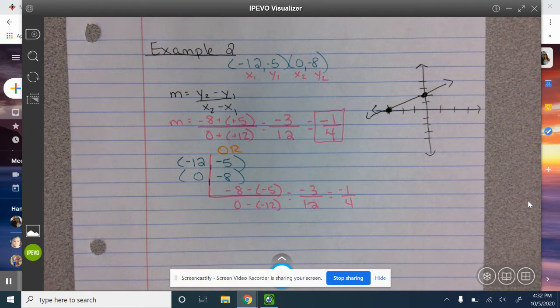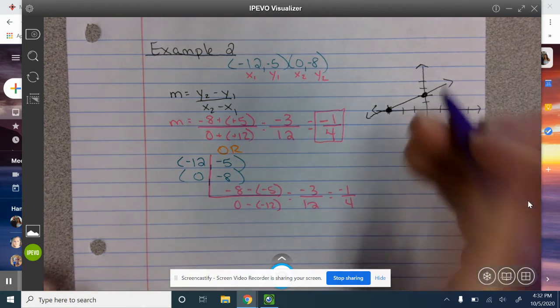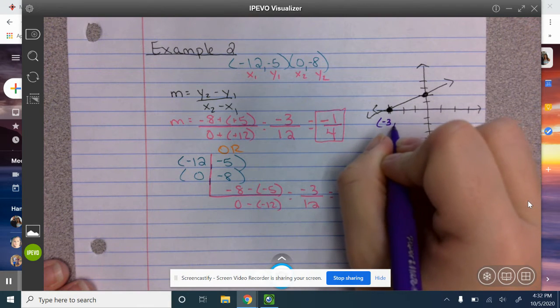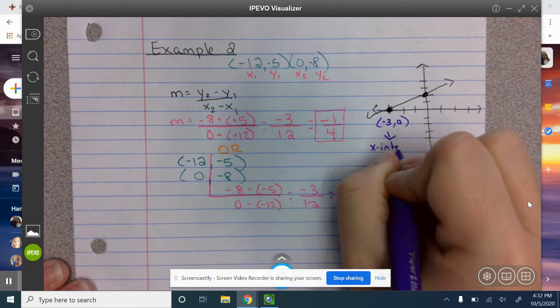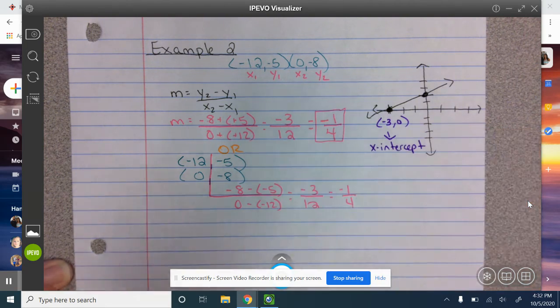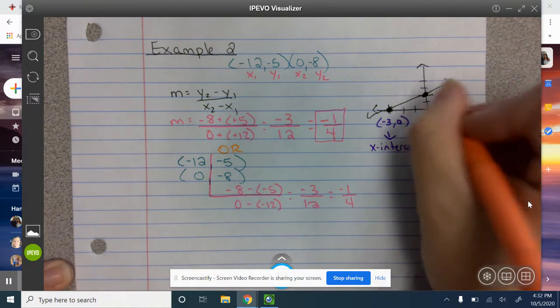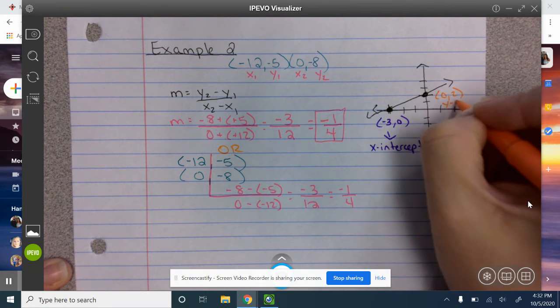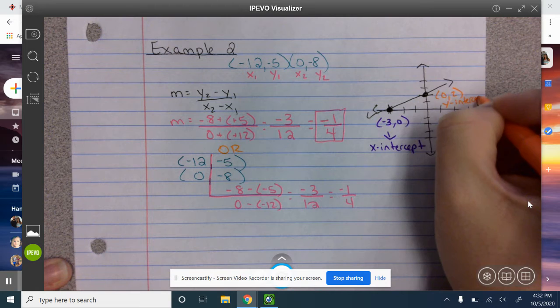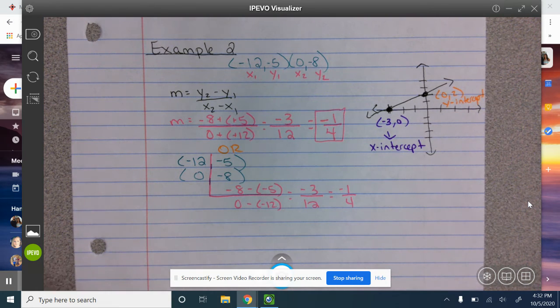This point right here is -3, 0. This is your x-intercept. It is where it crosses the x-axis. This point is 0, 2. That is your y-intercept. Remember, that's a b value because it touches the y-axis.